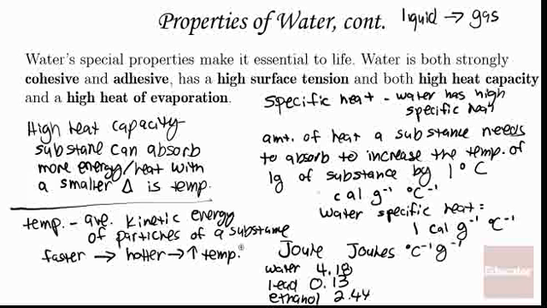Therefore, let's think of what this has to do with hydrogen bonding. Water molecules are hydrogen bonded together. In order to heat up water, you need to get the molecules to move faster. In order to get them to move faster, you have to break the hydrogen bonds, and that takes extra energy. And that's why water has a higher heat capacity and a higher heat of evaporation.